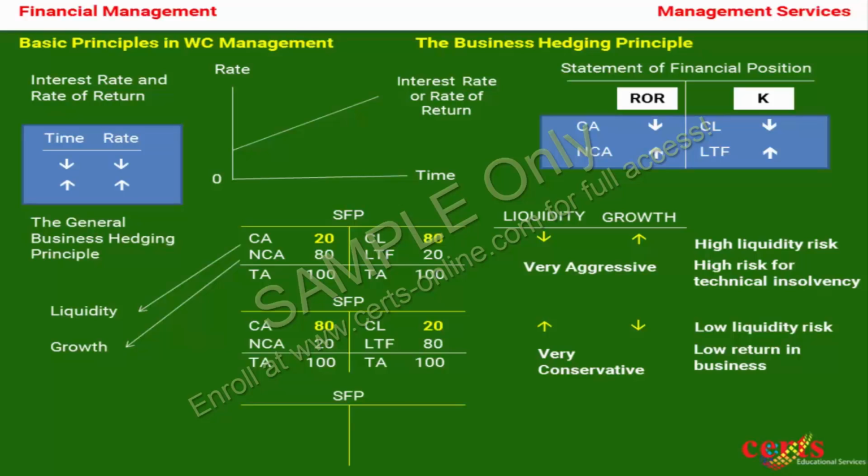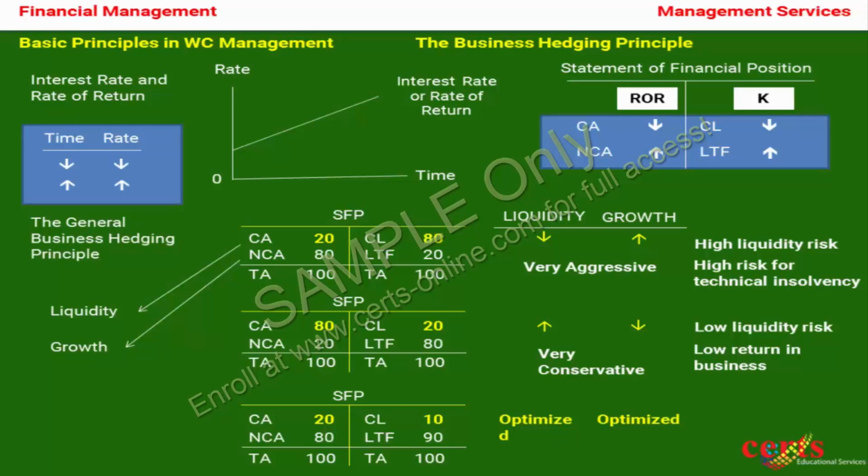Let us take another statement of financial position. Total assets the same, total liabilities and shareholders' equity the same as before, except that the components of our investment portfolio are current assets 20 and non-current assets 80, while on the liabilities and equity side, you have 10 current liabilities and 90 long-term financing. This is a more balanced statement of financial position.